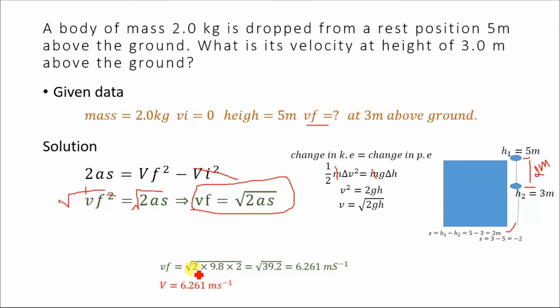After substituting the values, we know 2 is 2, acceleration is 9.8 meters per second square, and this s, you must keep in mind that we are doing the calculation 3 meters above, so the distance it travels will be 2 meters. When it covers 2 meters distance, then we are doing our calculation, so we will get the value of s is equal to 2. Now we will have under root 39.2, and taking the square root we will get 6.261 meters per second, and this is the required answer.